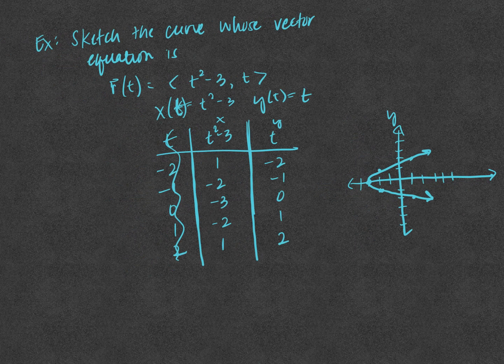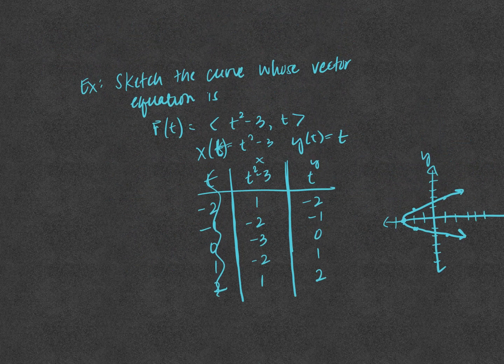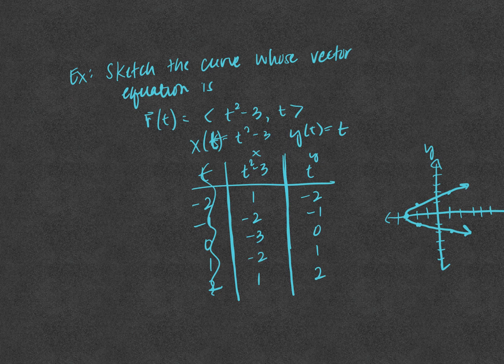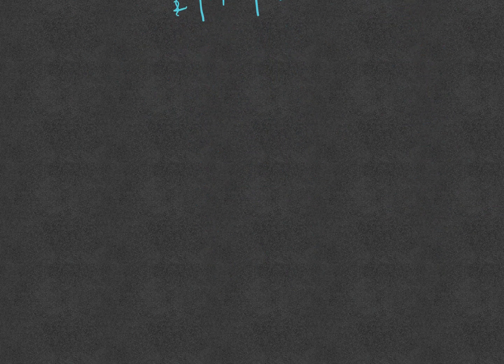Let's look at another example. It still says sketch the curve whose vector equation is, and let's just put it right here. Let's say r of t equals, there's a couple in your homework. One of them is a line, so it's not too bad. But let's pick up one that is not a line. So r of t equals 1, t, and 5 minus t squared.